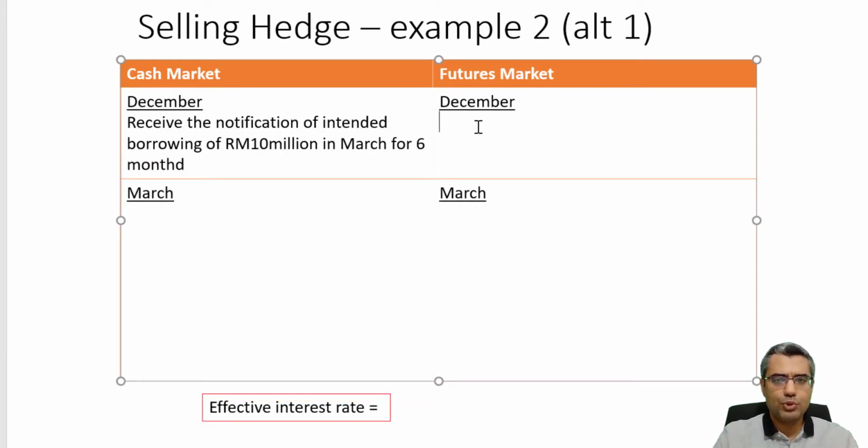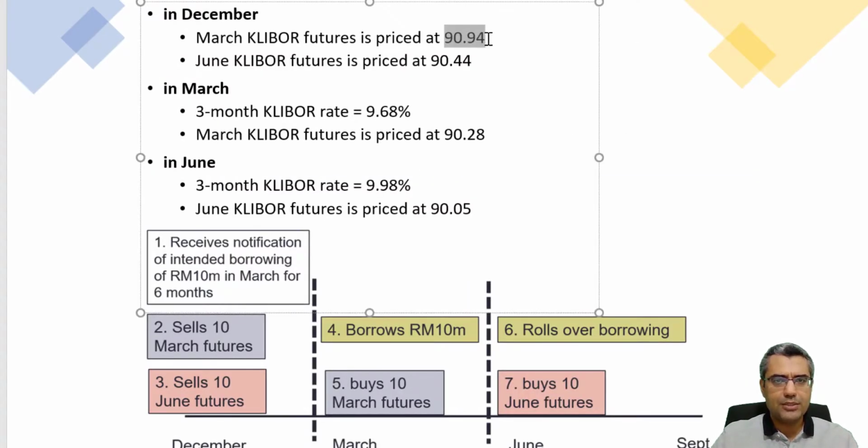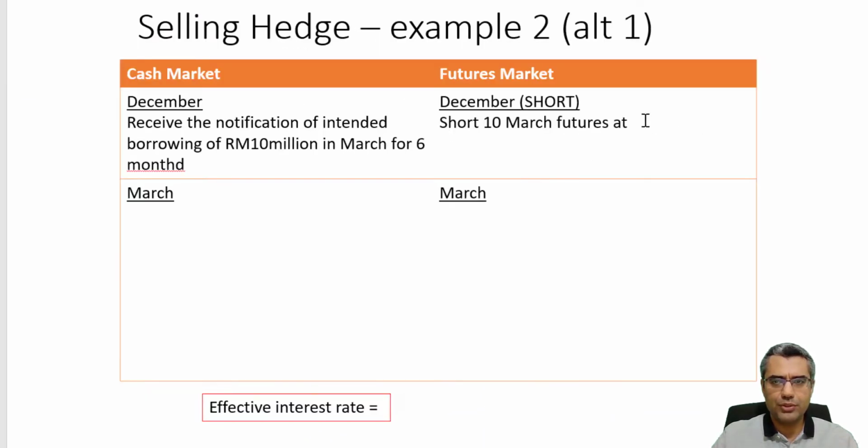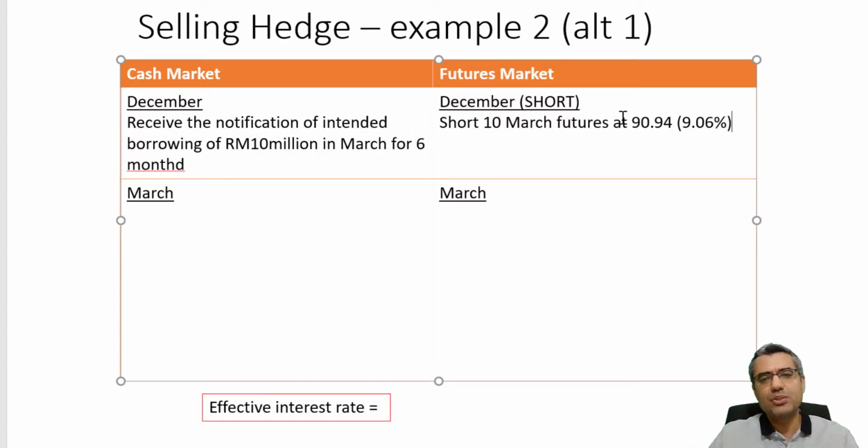This means that, we already discussed, we already know here we should short futures contracts. So I short 10 March futures at 90.94, which is the March KLIBOR futures price. This means that the interest rate, 100 minus 90.94, is 9.06%, right? It means the KLIBOR rate for this contract, the interest rate based on this contract in March, will be 9.06%.